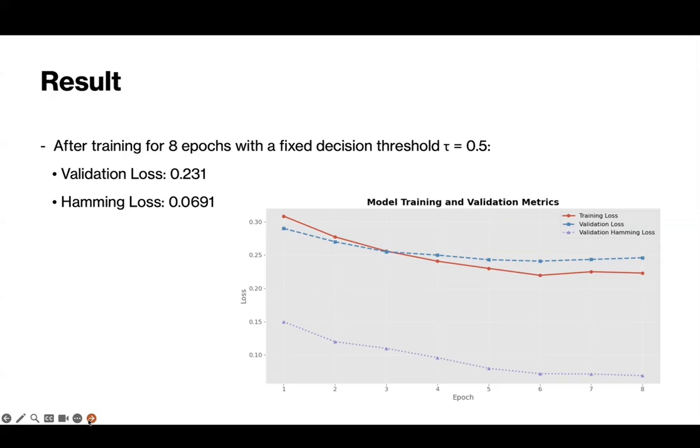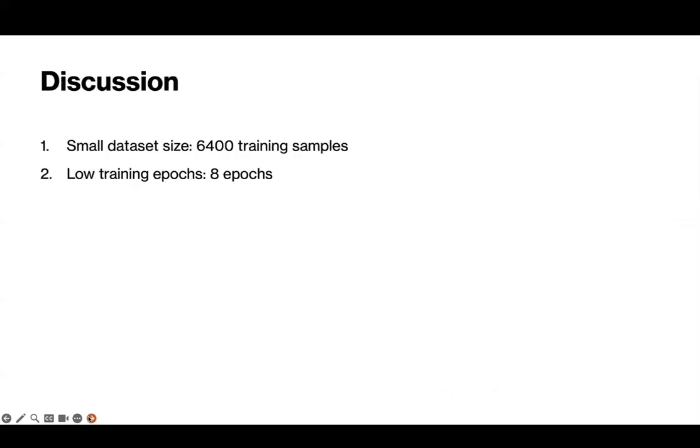And our model has accuracy around 0.06. That's somewhat poor, but this is because we have only 8 epochs and train on a small dataset. At the same time, we have 22 genres in total, so it's very hard to get accurate multi-label prediction.